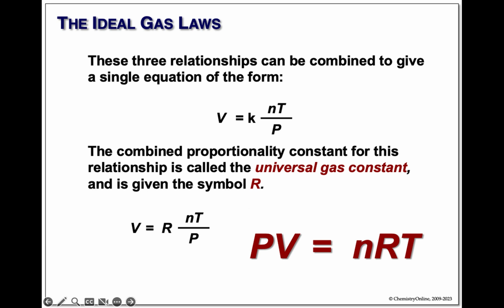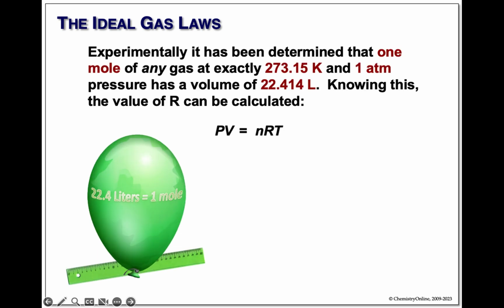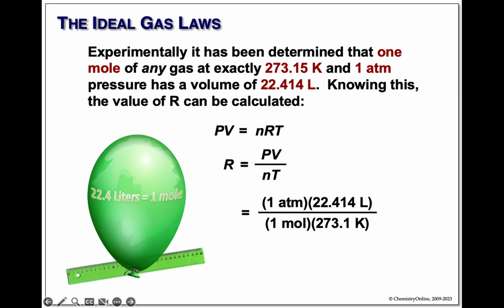Well, to do that, you have to talk to your friend Avogadro again. Remember, he determined that 1 mole of any gas at 273 Kelvin, that's 0 degrees, 1 atmosphere pressure, has a volume of 22.4 liters. So, we know our pressure, 1 atmosphere. We know our volume, 22.4. Number of moles, 1. Temperature, 273 Kelvin. Solve this for R. PV over NT. Well, that's clever. Substitute. 1 atmosphere, 22.4 liters, 1 mole, 273 Kelvin.